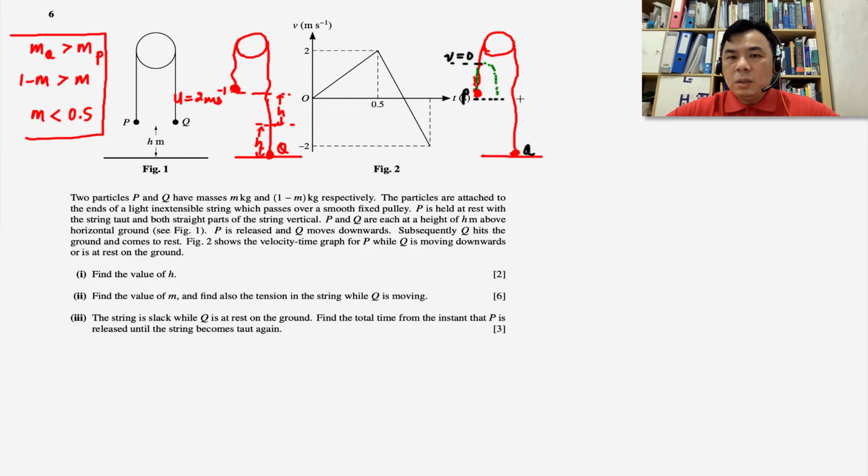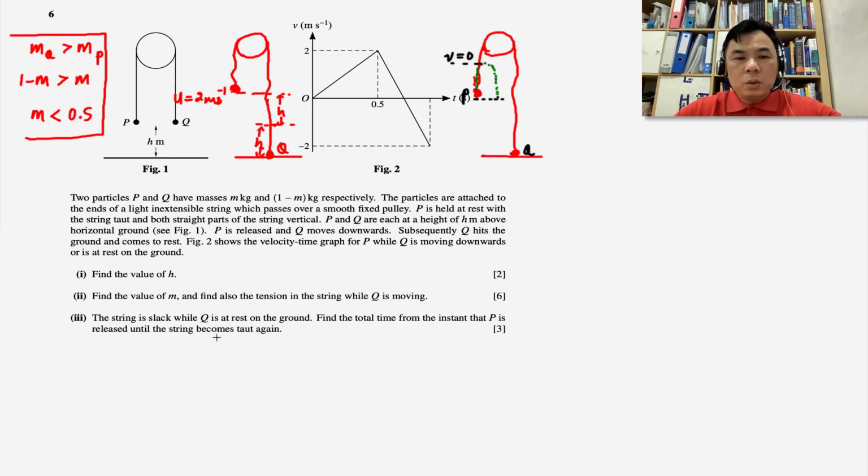Once it reaches here, the string will become taut again, because this is exactly the same position when the string started to slack. So when you come back to this position, that is the time when the string will start to be taut again. All right. So we want to find out how long it takes from the moment when Q has reached the ground until P goes up to the maximum height and comes back to this position again, right?